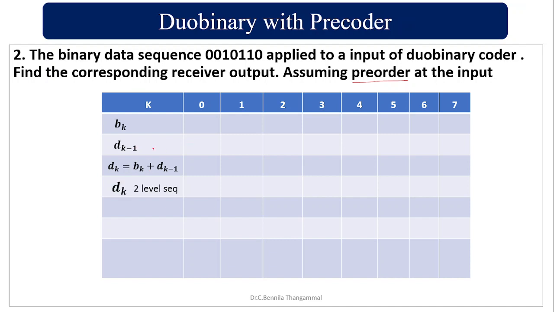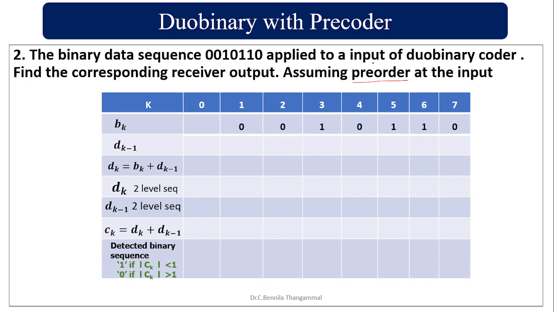So now we'll be performing the two level sequence of DK and the two level sequence of DK minus 1. Then we'll get your CK with the formula DK plus DK minus 1. We'll be transmitting the CK, and then at the receiver, depending upon CK, you will be retrieving your data with the decision algorithm. If modulus of CK is less than 1, the value is 1. If modulus of CK is greater than 1, the value is 0. So now we'll take the data sequence: 0, 0, 1, 0, 1, 1, 0. That is a 7-bit sequence.